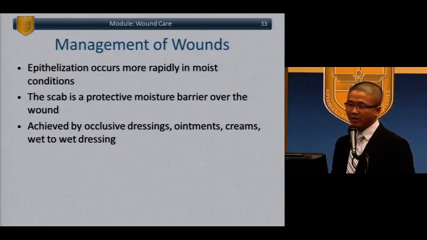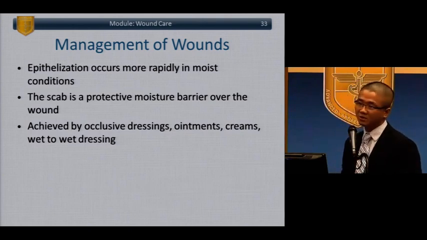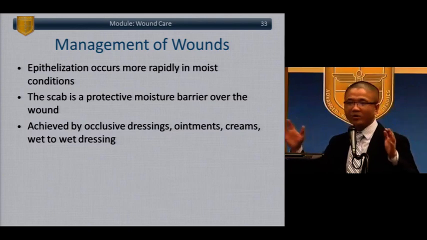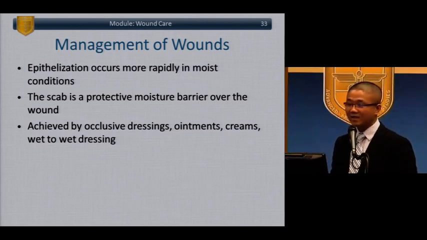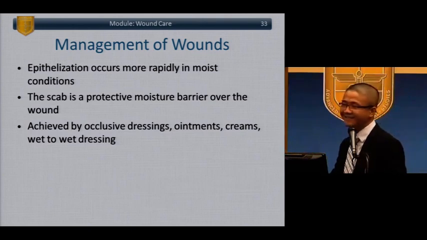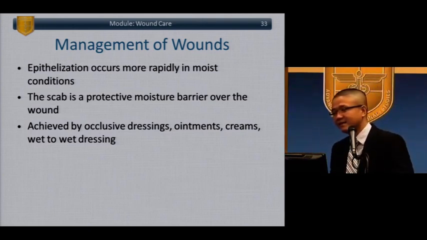Management of wounds, okay? So epithelialization, I already touched upon this, happens in moist conditions. Not like soppy wet, but moist. The scab is a protective moisture, so the airing out business is, well, don't do it, I guess.